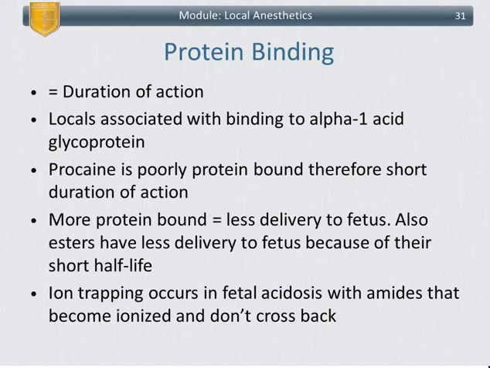Ion trapping occurs in fetal acidosis with amides. So as the fetus becomes acidotic, if they're seeing amides, the amides become ionized by the acidosis, and then they can't cross back across the placenta, and they get trapped on the fetal side of things.